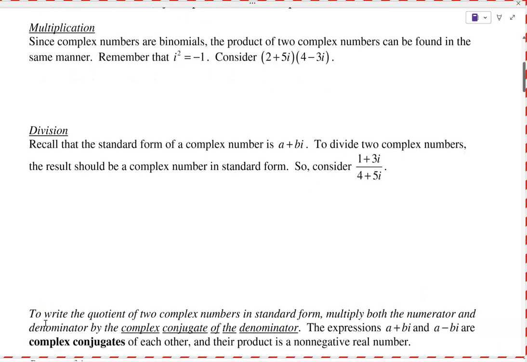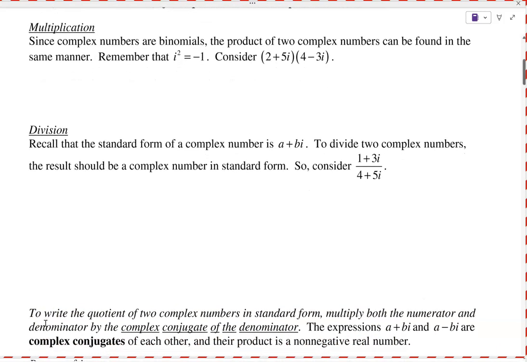Last time we introduced complex numbers and we simplified radicals that had negatives underneath them. And then we also talked about adding and subtracting complex numbers. So today we're going to extend that to multiplying and dividing complex numbers. Remember, when we added or subtracted complex numbers, we did it just like with polynomials. We treat the i like it's an x in a polynomial and just combine like terms.